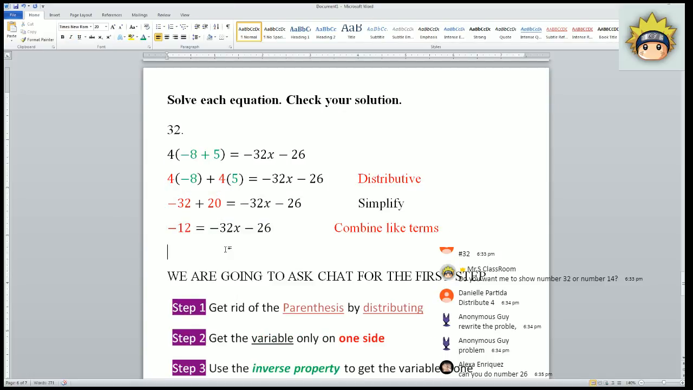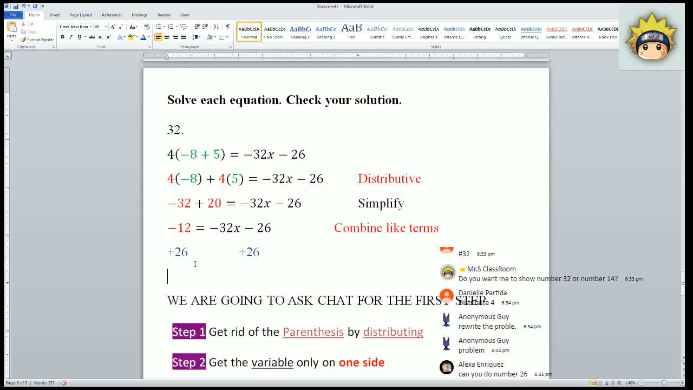Afterwards, let's add 26. I can make this blue. Add 26 to both sides here. The reason why is because I'm trying to get the letter alone. So negative 12 plus 26 should be, please check my math, 14, I believe.